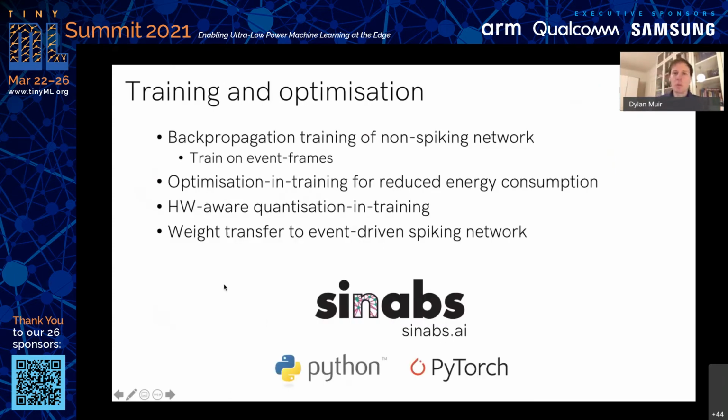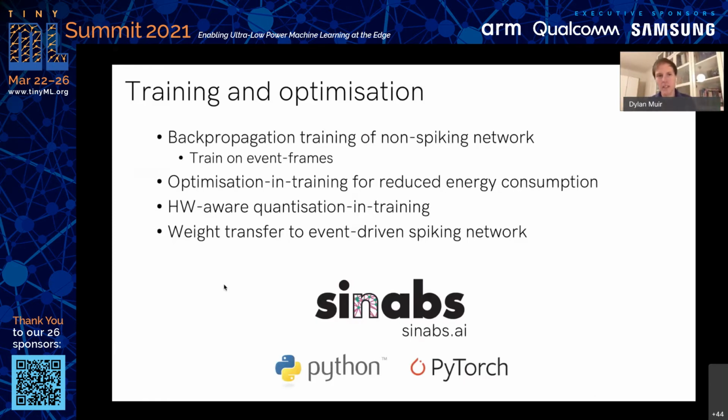For training and optimizing these architectures, because it's a convolutional architecture, we can make use of industry standard tools. We have an open source library called Synapse, which you can check out at synapse.ai. This is based on Python with a PyTorch backend. For this particular architecture and application, we do simple backpropagation training of a non-spiking convolutional network trained on event frames.